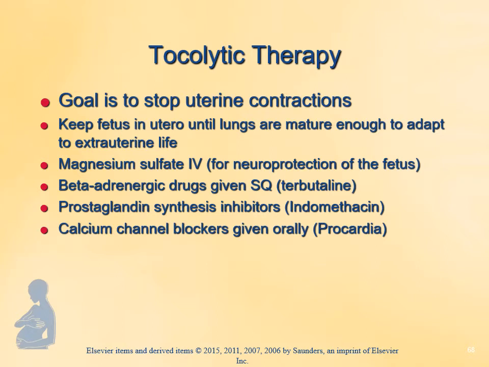We will sometimes give magnesium sulfate for more preterm patients. They found that magnesium sulfate given to preterm babies really helps protect them neurologically. We might use a medication called terbutaline to help relax the uterus. It relaxes smooth muscle, and the uterus being smooth muscle will help that uterus stop to contract. We can use prostaglandin synthesis inhibitors such as indomethacin, and then we can also sometimes use calcium channel blockers such as Procardia, also called nifedipine, to help relax that uterus as well.